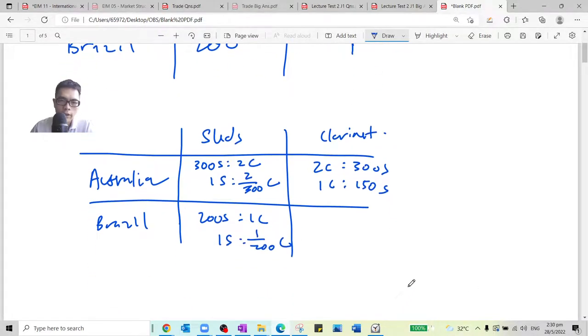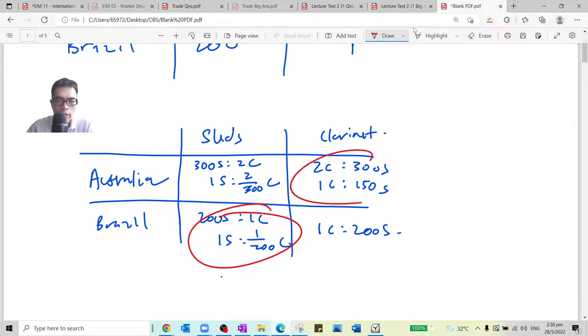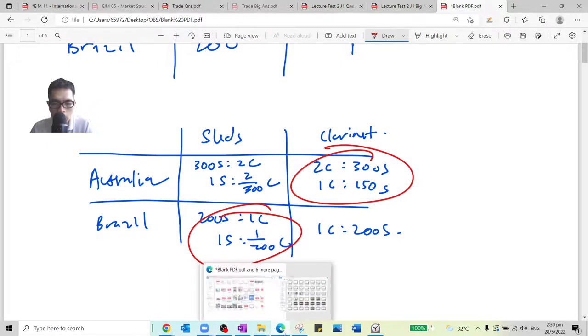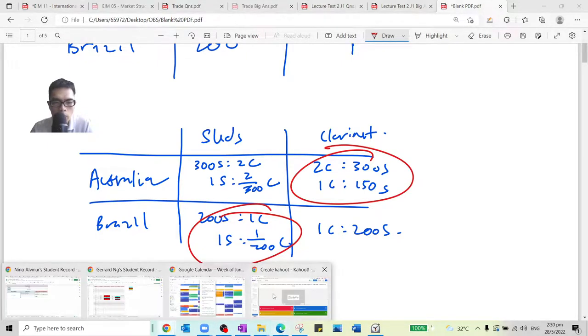And the last one is very simple. There is no need to divide anything. So we can quickly identify that Brazil has a lower opportunity cost in sled production, and Australia has a lower opportunity cost in clarinet production. Is everyone following me? These are simple figures. If you didn't catch this, catch up on the recording later. All you need is a very simple mathematical adjustment.